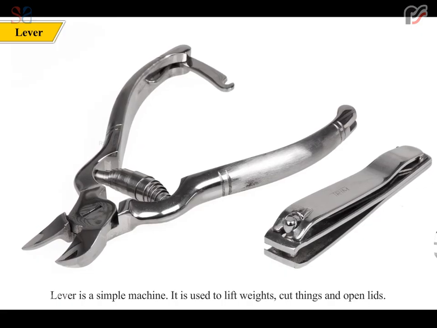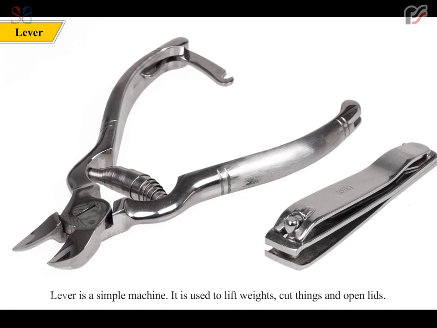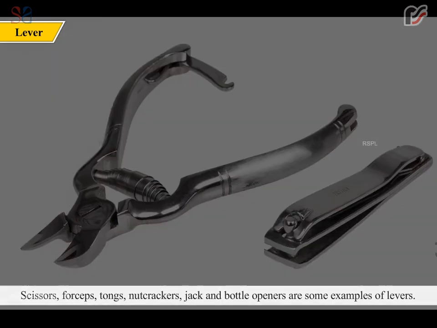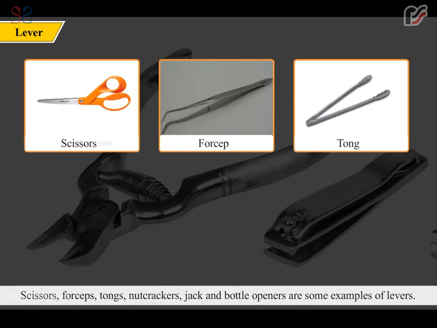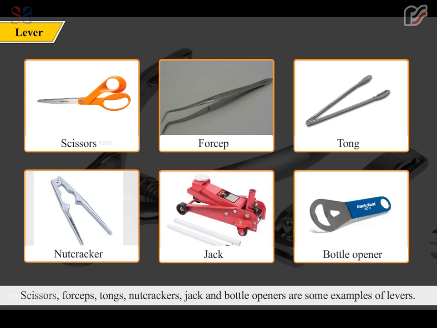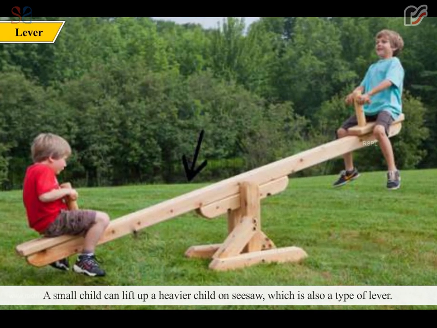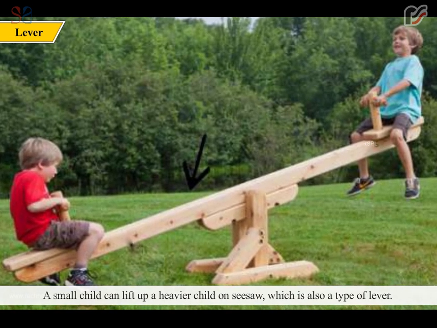Lever is a simple machine. It is used to lift weights, cut things, and open lids. Scissors, forceps, tongs, nutcrackers, jack, and bottle openers are some examples of levers. A small child can lift up a heavier child on a seesaw, which is also a type of lever.